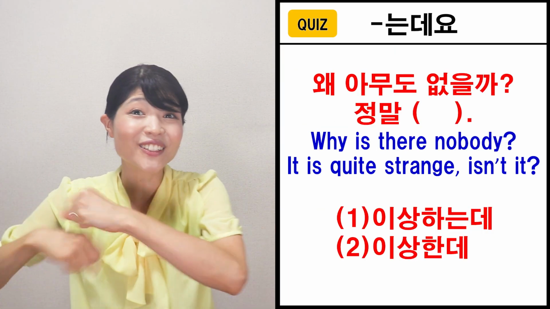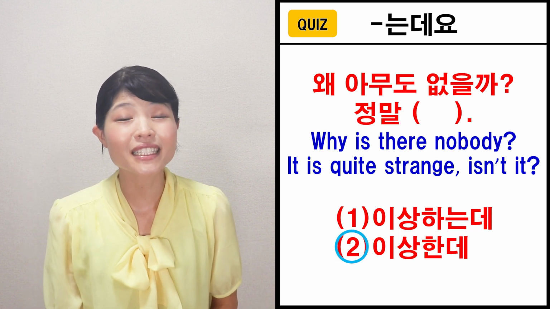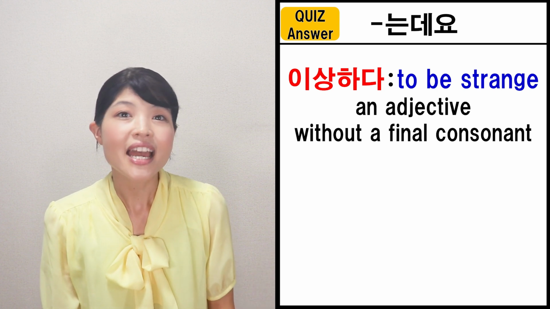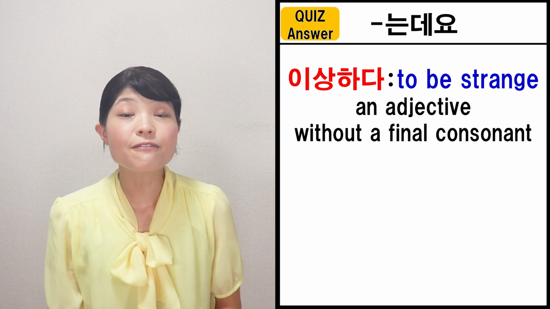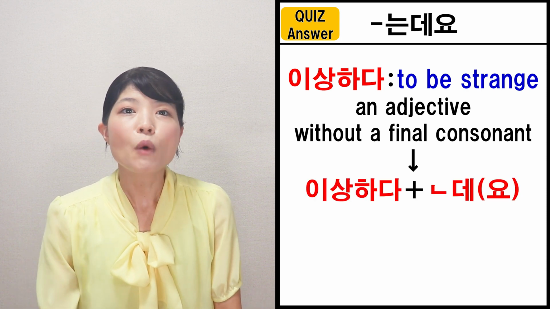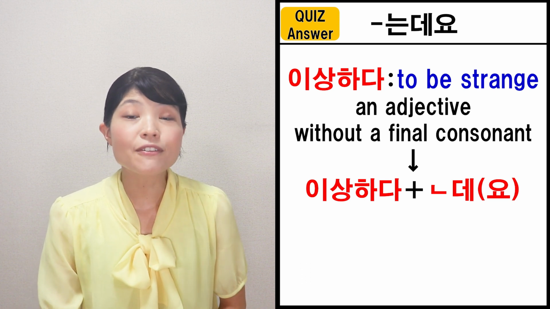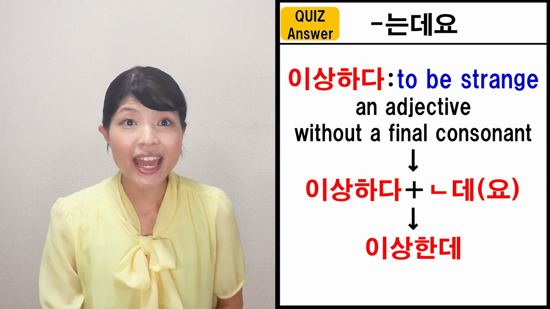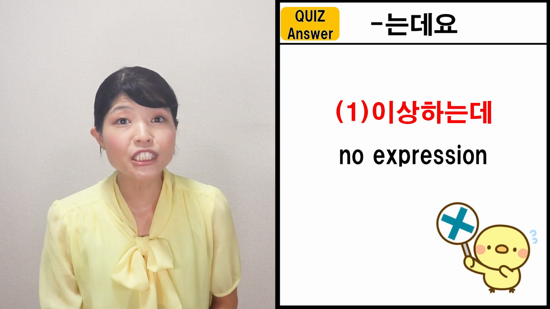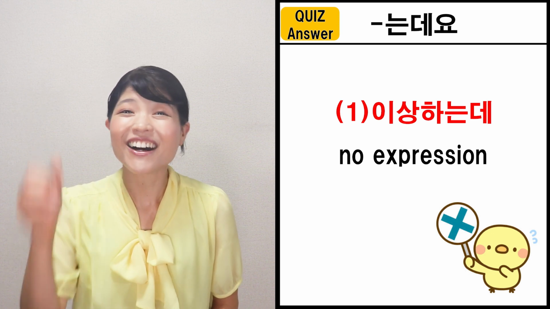The correct answer is number 2. It sounds like he's talking to himself, right? Here, 이상하다 is to be strange, and it is an adjective without a final consonant. So you use 니은데요. Here, you want to say it casually with 반말. So you make the phrase 이상한데. Number 1 is wrong because there is no such expression as 이상하는데. So please be careful, okay?